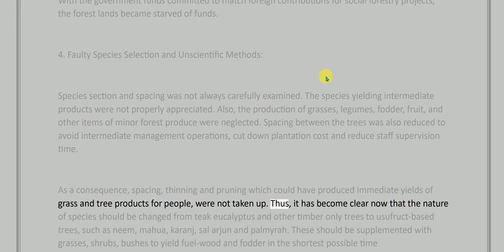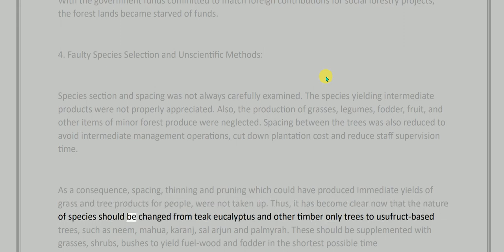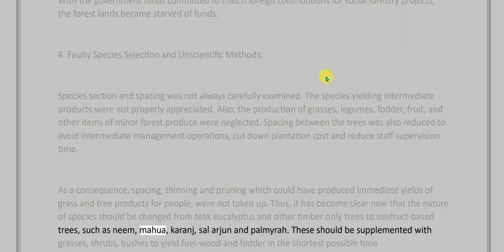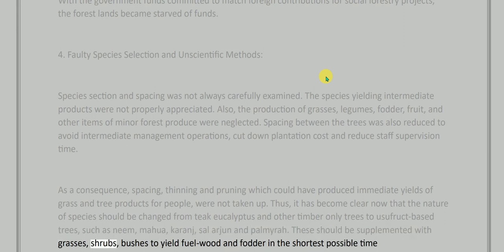Thus, it has become clear now that the nature of species should be changed from teak, eucalyptus and other timber-only trees to usufruct-based trees, such as neem, mahua, karanj, sal, arjun and palmyra. These should be supplemented with grasses, shrubs, bushes to yield fuel wood and fodder in the shortest possible time.